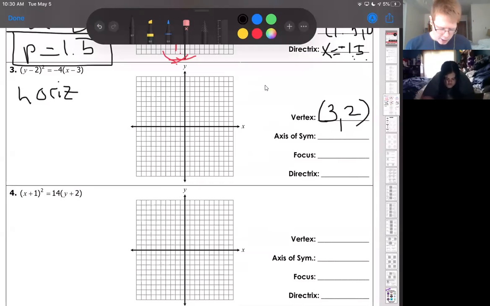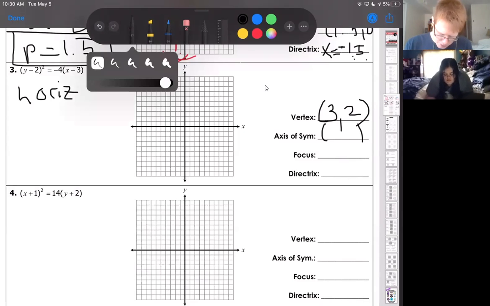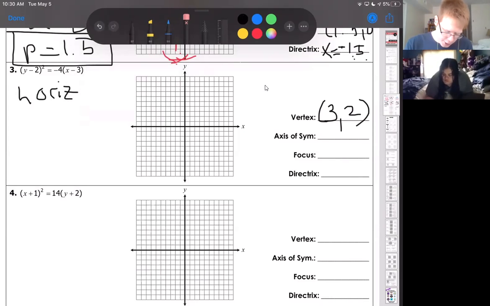So now we need to solve for our p, and our axis of symmetry, I guess we could do that actually. Since it's horizontal, remember, axis of symmetry is a line, not a point. If you have a horizontal parabola, the axis of symmetry would be horizontal. So that's always a y equals, and then the y value of your vertex. Or you could wait to graph and see the axis of symmetry more easily.